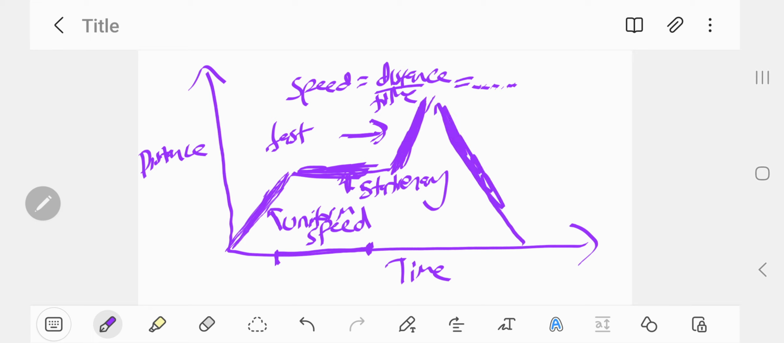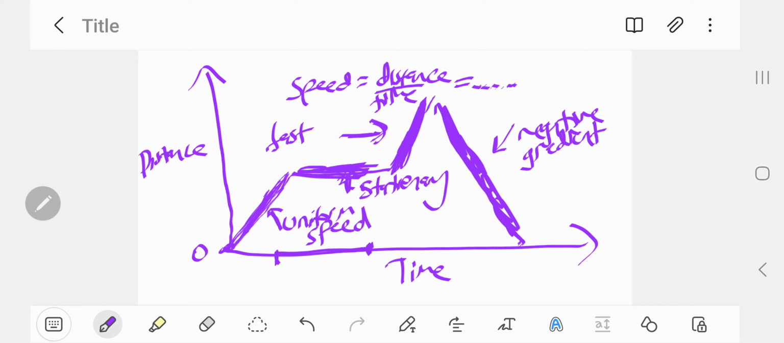And here, this line going downwards, that's called a negative gradient, a negative slope. It's coming back down. What does that indicate? That indicates that the object is going back to its starting point. Because it started off at, let's say, 0, it's coming all the way back down to its starting point.